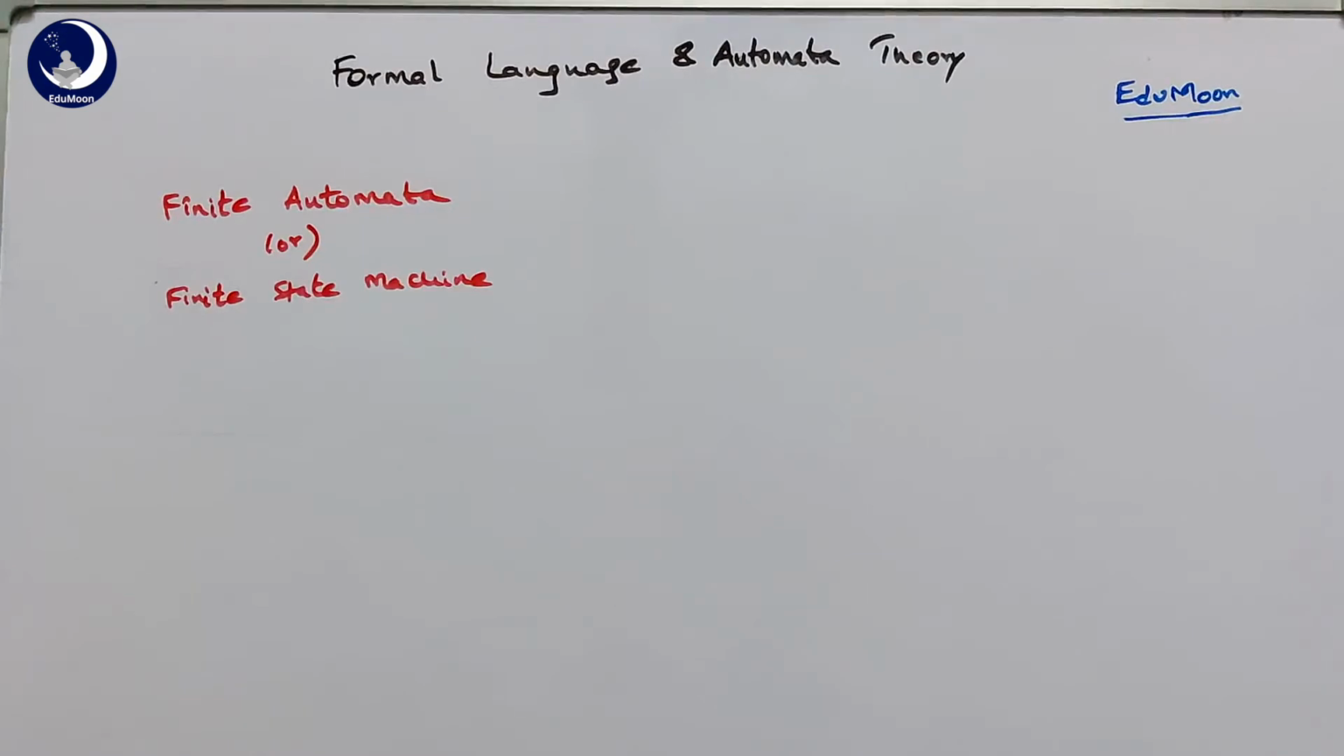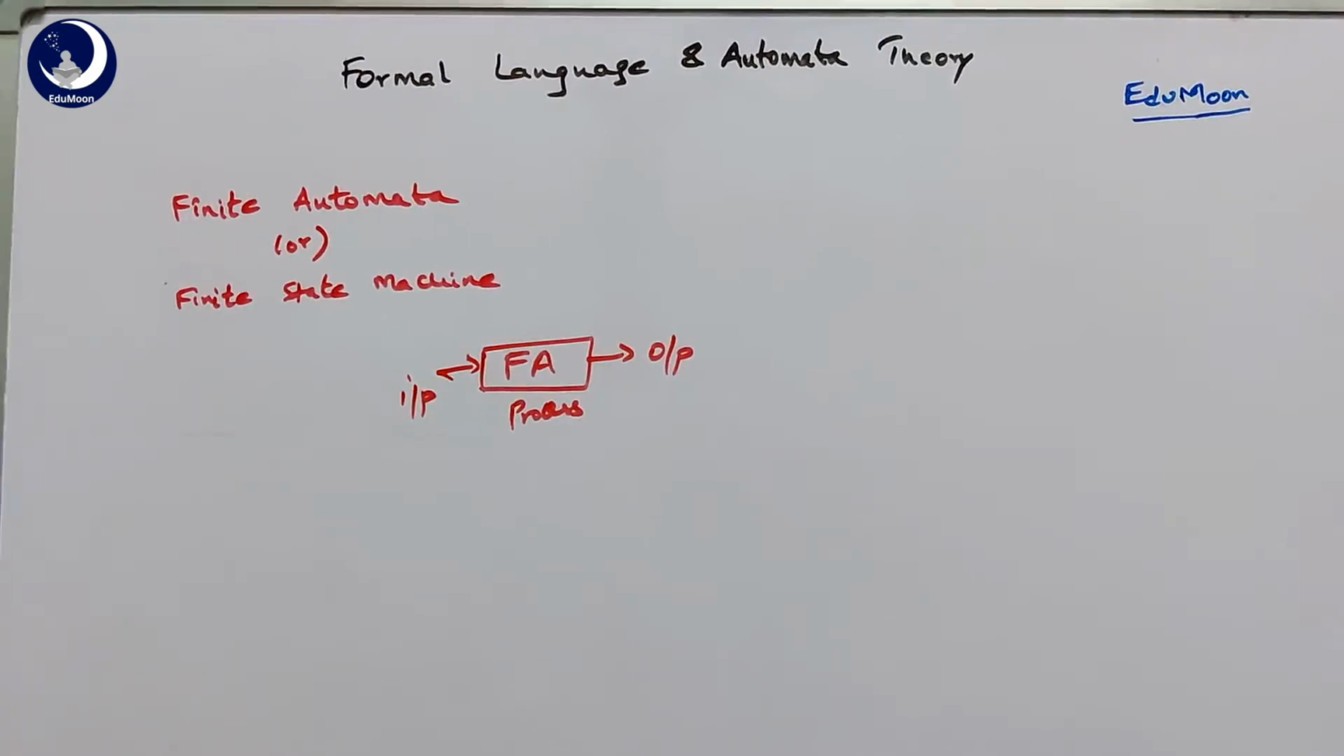In this video, we shall discuss the basic machine, finite automata, which is also called a finite state machine. This machine takes the input as a string, processes that and gives the output. That is, if it is a language, it denotes whether the string is accepted or not, so that we can understand whether the particular string belongs to that particular language or not.